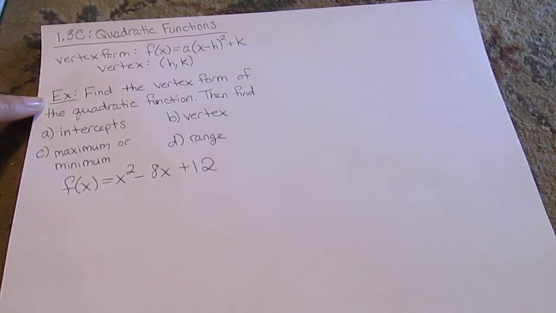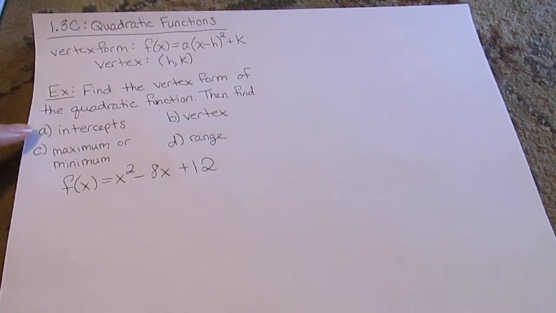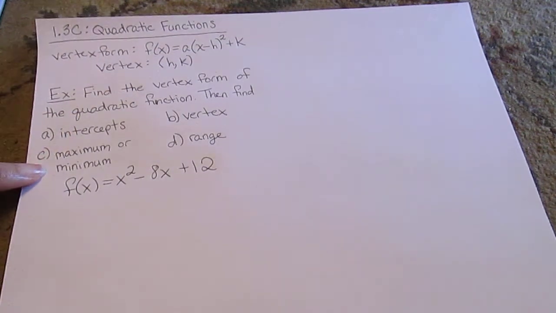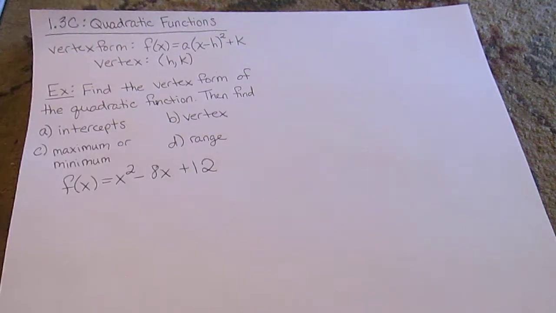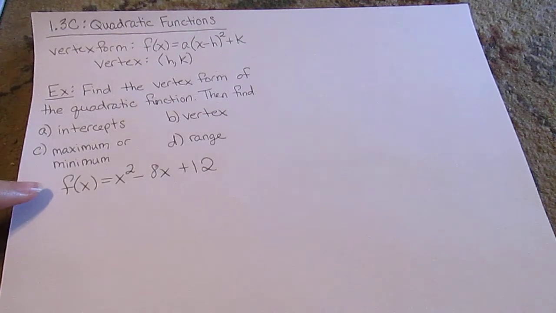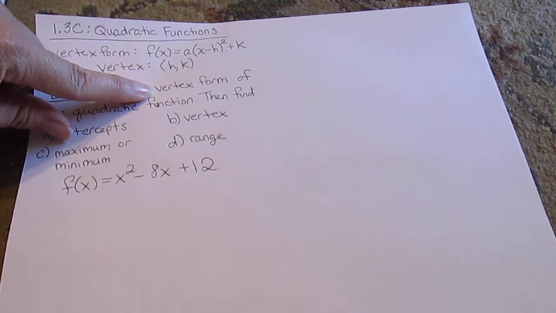In the example I have for us today, it says find the vertex form of the quadratic function. Then we're going to find the intercepts, the vertex, the maximum or minimum, and the range. So we've got f of x equals x squared minus 8x plus 12. Let's find the vertex form first.